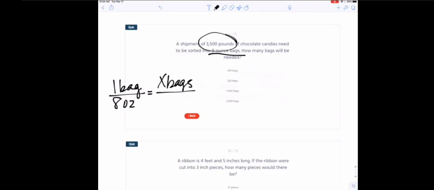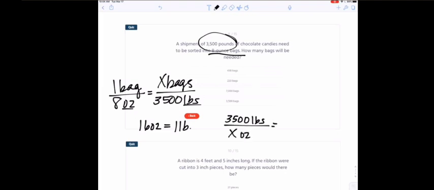But the problem here is that I cannot put 3,500 pounds here. Why? Because this is ounces and this is pounds. That doesn't work. So I have to convert the pounds to ounces. How do I do that? Well, there are 16 ounces in 1 pound. I'm going to do that as a rate. So 3,500 pounds is to X ounces, as 1 pound is to 16 ounces.